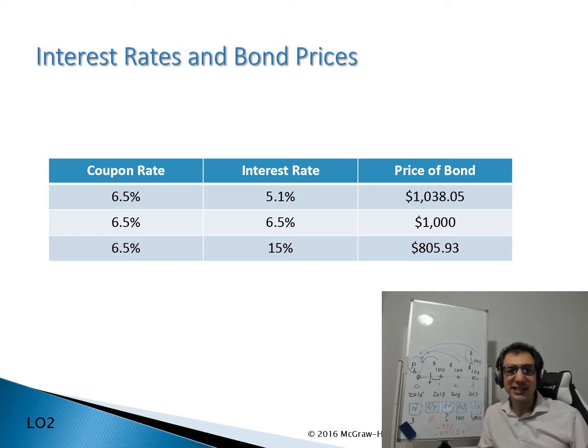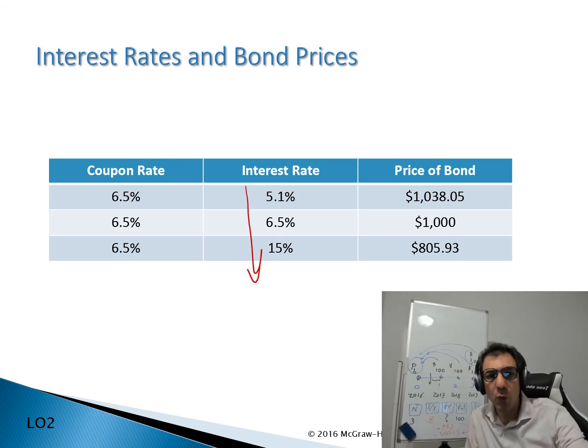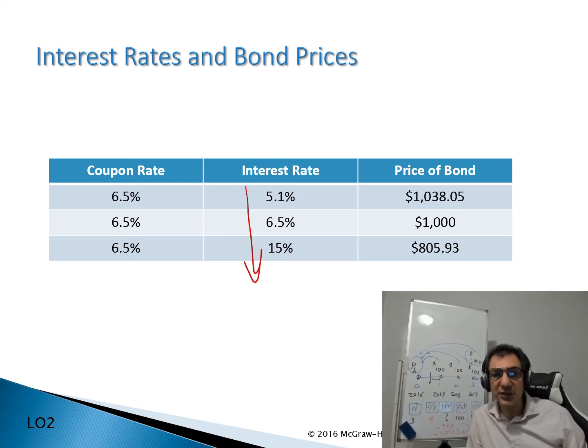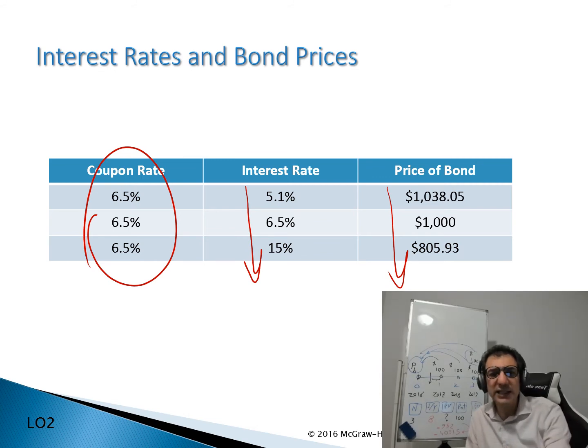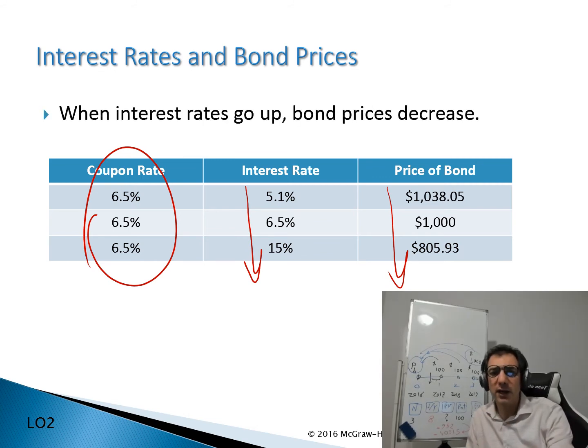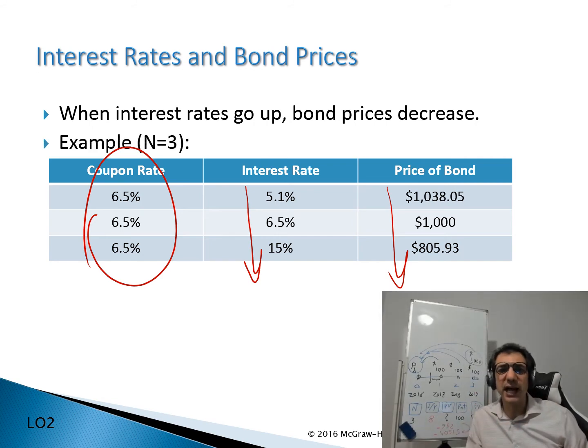Now, if you look at this example, this is another example. Here it's showing that as the interest rates are going up, from 5.1% to 15%, the value of the bond is going down. So the interest rate, that's the discount rate we talk about, that's the YTM we talk about. We are not changing the coupon rate. In this case, it's 6.5%. And this is actually for a 3-year bond. So given the coupon rate and given the interest rate, if you use your calculator, that's the bond price you will find.